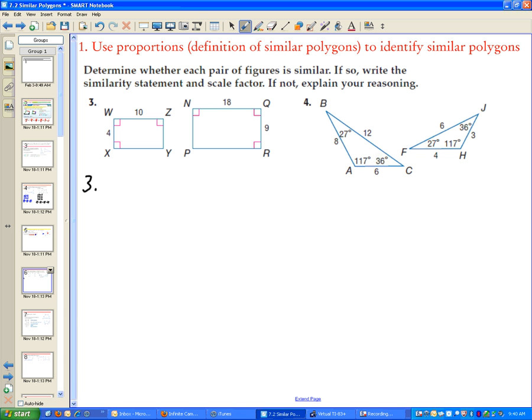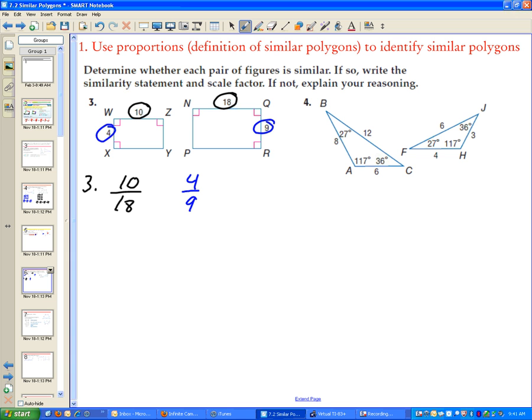So, how do we know which sides correspond when they don't give us the similarity statement? It works this way. Wouldn't the longest side have to correspond to the longest side? And wouldn't the shortest side of one of them have to correspond to the shortest side of the other one? So, doesn't 10, since it's the longest side of that one, have to correspond to 18? Make that ratio. And then doesn't 4, the shortest side, have to correspond to 9, the shortest side?